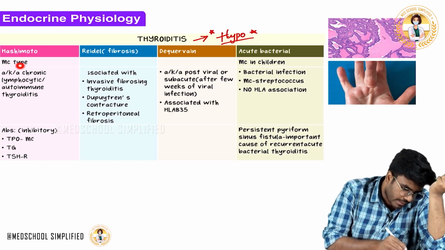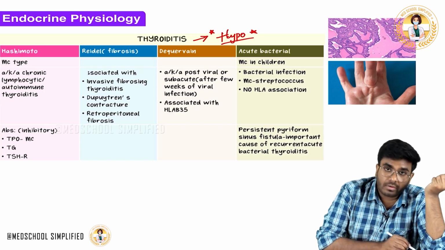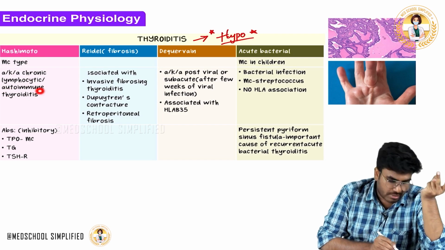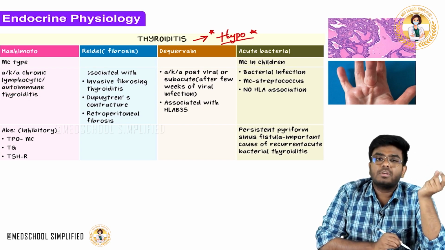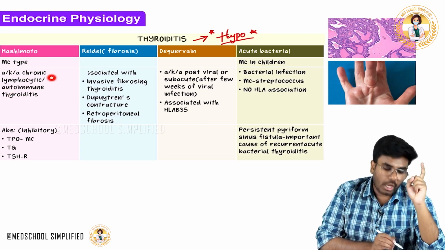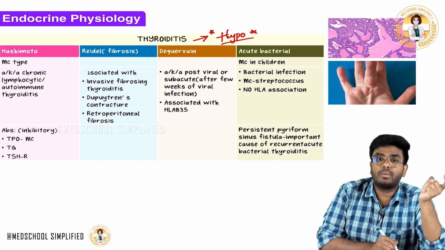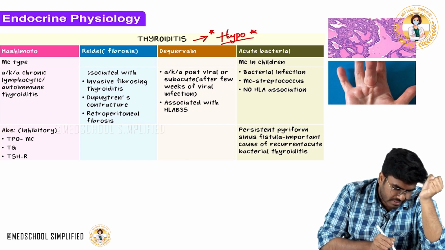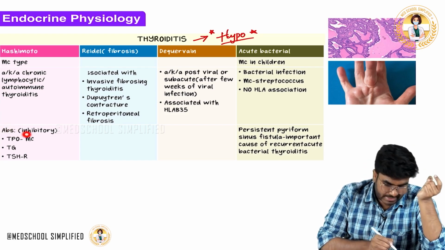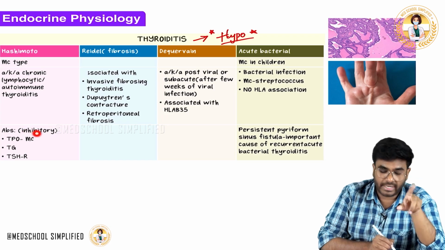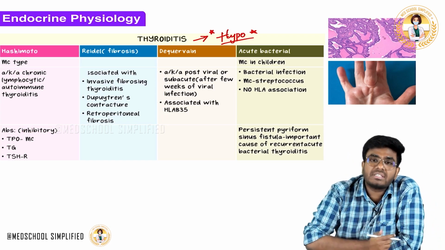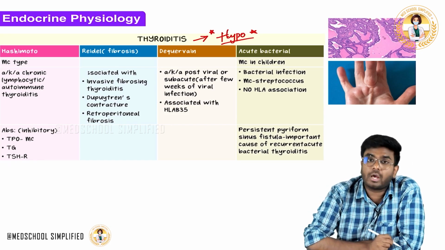So Hashimoto's thyroiditis is the most common type of thyroiditis, an autoimmune thyroiditis, where destruction of the thyroid gland is happening because of autoimmune antibodies. It is also called lymphocytic or autoimmune thyroiditis. Now, here you are having antibodies. What type of antibodies? Inhibitory antibodies, not the stimulatory antibodies. So, how many types of inhibitory antibodies are there? These antibodies are produced against the thyroid stimulating hormone receptor.